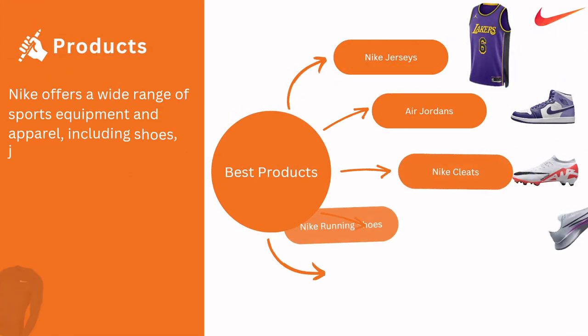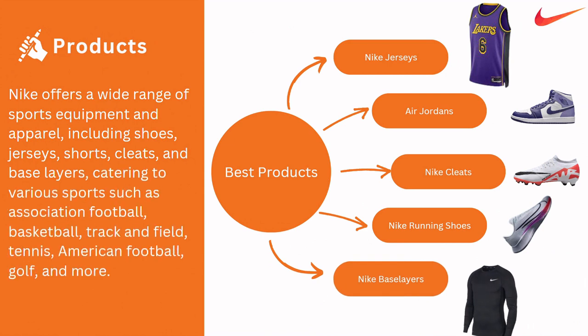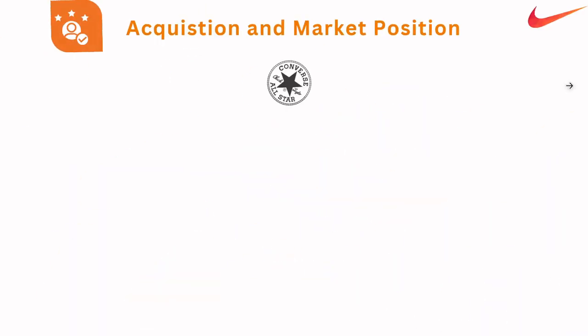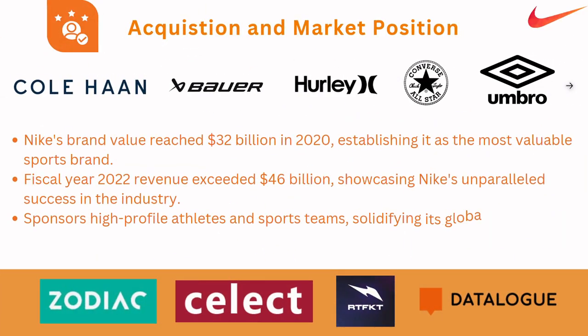slide. Here come the products of Nike like Nike jerseys, NBA players wearing Lakers jerseys, Air Jordans, Nike cleats, Nike running shoes, and Nike base layers. Nike acquired sports brands like Cole Haan, Bauer, Hurley, Converse, and Umbro, and acquired various data analytic companies like Zodiac, Select, RF, FTK, and Datalogue. Nike's brand value reached $32 million in 2020, establishing it as the most valuable sports brand.